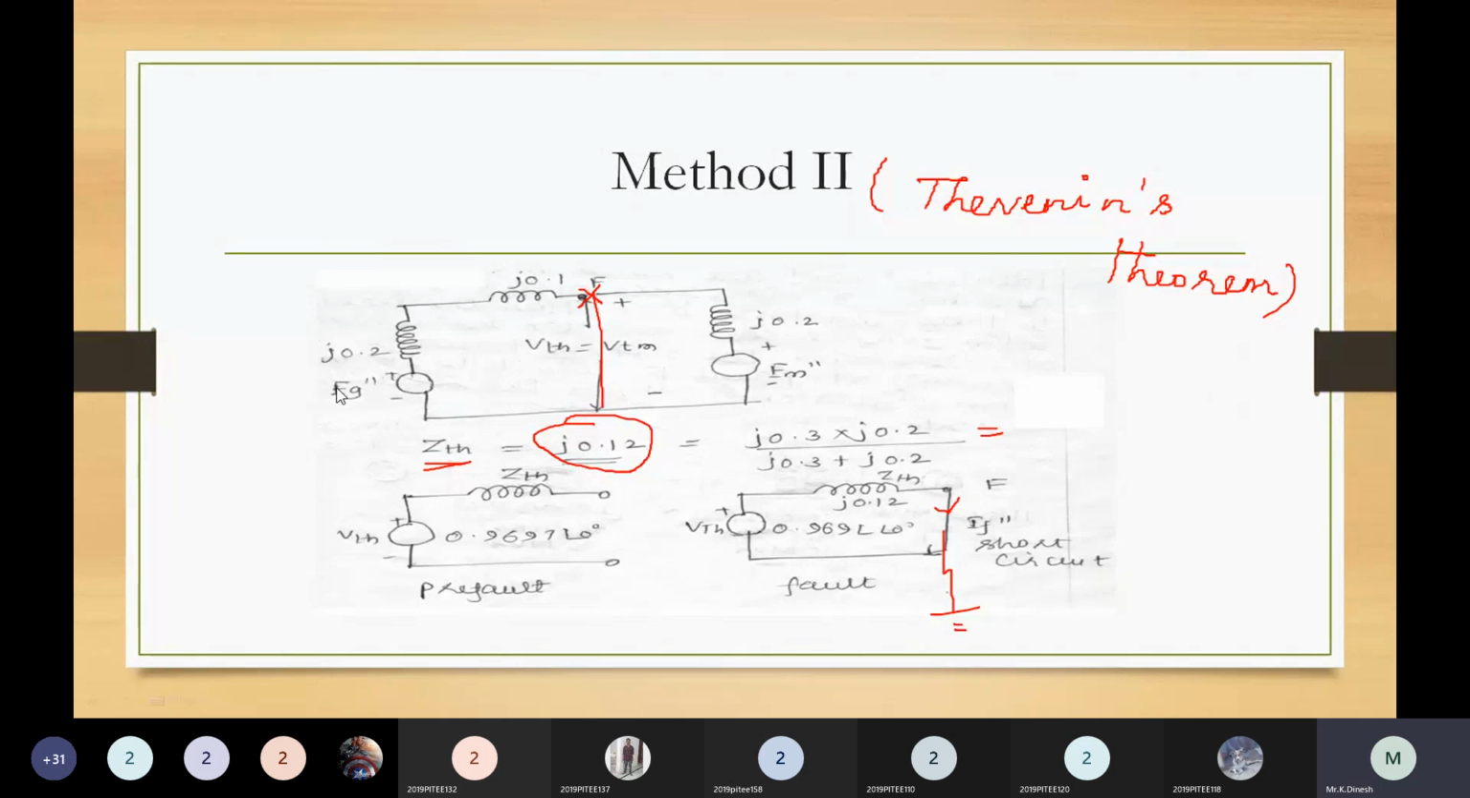So the voltage sources EG double dash and EM double dash get short circuited, and the open circuit voltage VTH we may assume as the terminal voltage, that is 0.9697 at an angle 0, the pre-fault voltage value we are just assuming. And for the impedance, J0.2 and J0.1 in parallel with J0.2. While solving this, you may get J0.12. So this is the Thevenin's equivalent, VTH and ZTH, and we need to find out IF double dash, the short circuit current. The solution is quite simple.